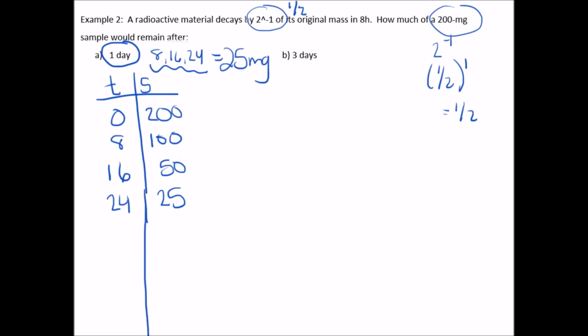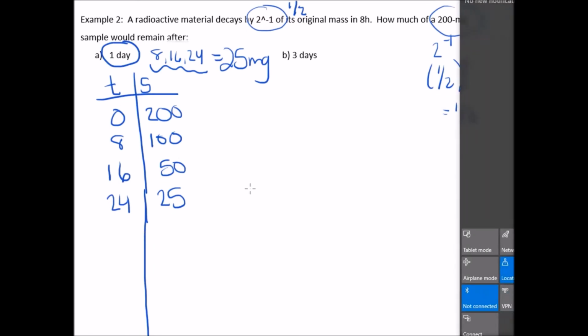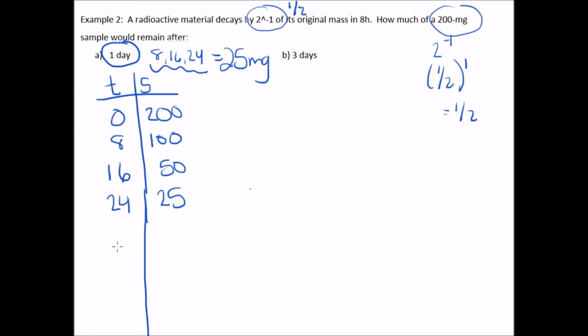Okay, so if we're looking for 3 days, what we'd have to do is just extend this chart. So 24 plus 8, and then plus 8, plus 8. But instead, let's actually use an equation. So let's call it the amount is the starting amount, 200. And what we're going to do is multiply 200 by 1/2 t times.